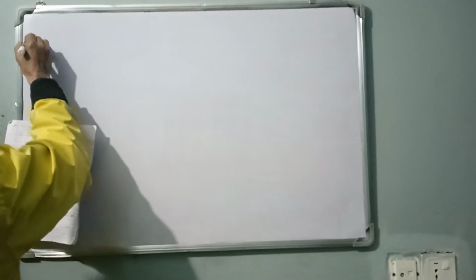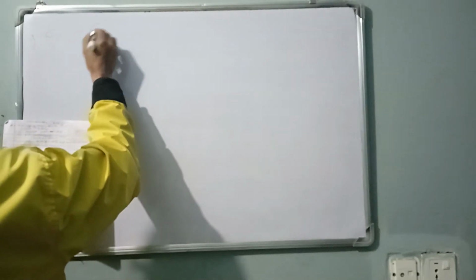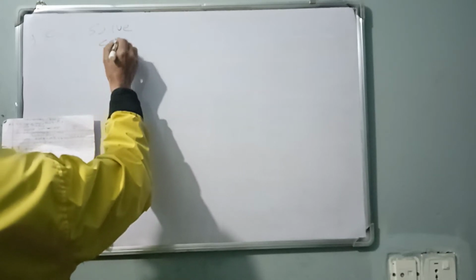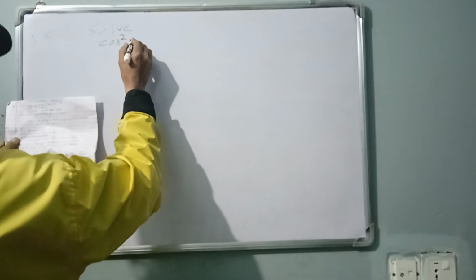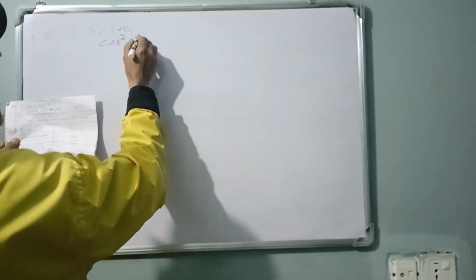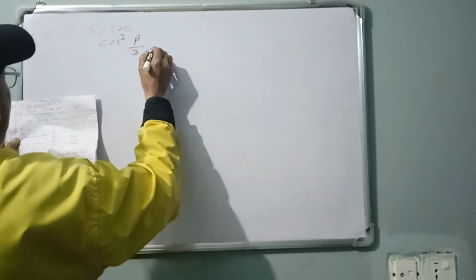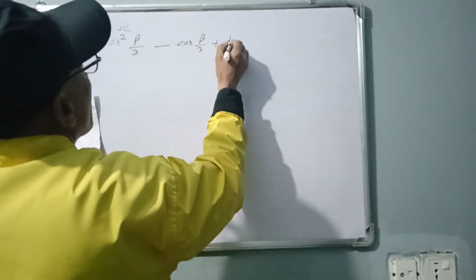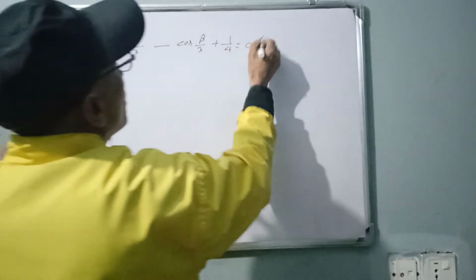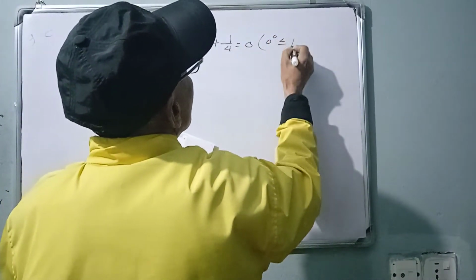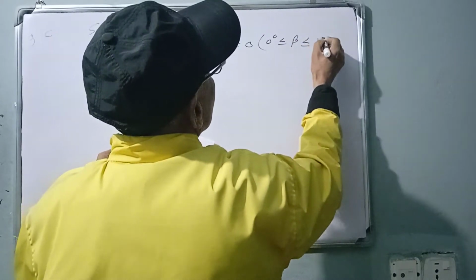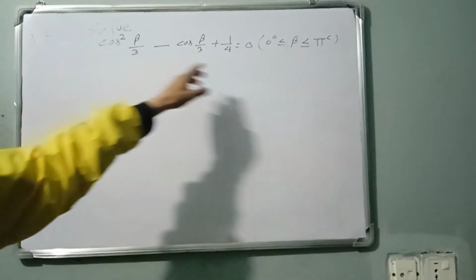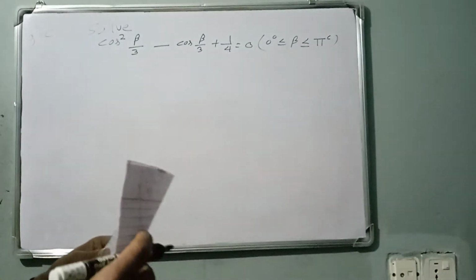Question number 9C. Solve cos square beta by 3 minus cos beta by 3 plus 1 by 4 equals 0. See, I just changed the question. Range 0 degree to pi radian. Or you can, for the short question, up to pi radian.